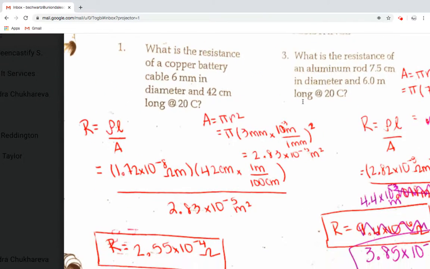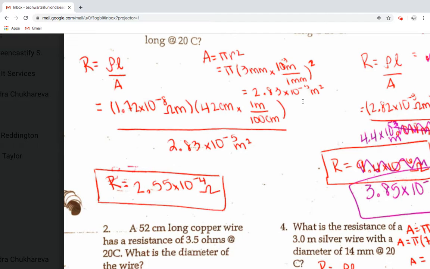So number 1, we have, what is the resistance of a copper battery cable, 6 millimeters in diameter and 42 centimeters long at 20 degrees Celsius? So first of all, we first need to solve for our length, converting it to meters. So that's where this comes from right here. So 42 centimeters, I want to get rid of centimeters, so centimeters must go on the bottom of your next fraction. There are 100 centimeters in 1 meter. I can solve for it this way.